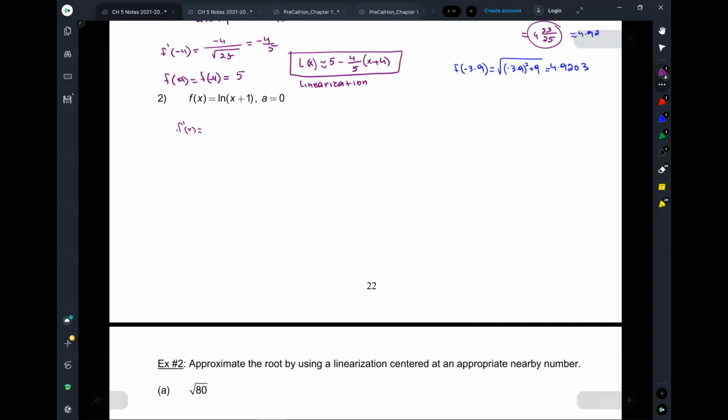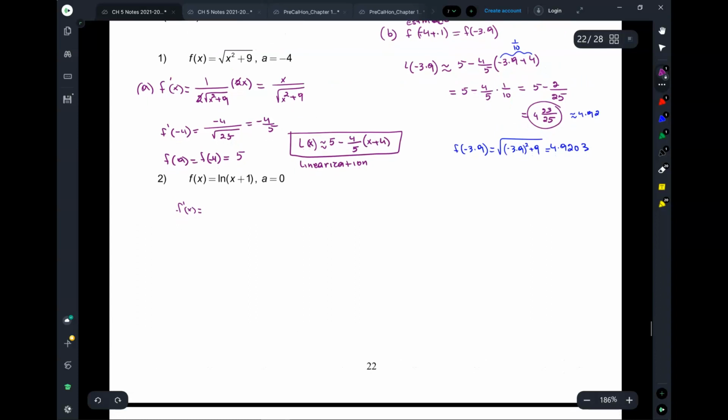So those are two ways. We just did it in two separate ways. One was just plugging in 3.9. Right, but I only did this blue to show you how close we got. This is not finding it, this is just evaluating. That's not linearization. The purple is the linearization. Okay, so what's f prime here of ln of x plus 1?